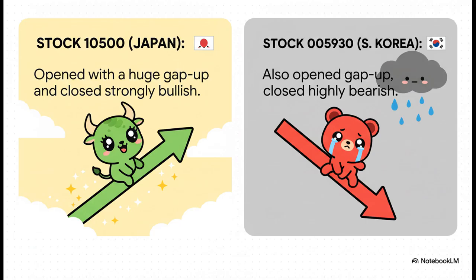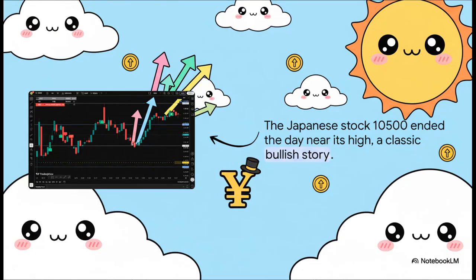The indicators for the Japanese stock were strongly bullish, which supported that opening gap. But for the South Korean stock, the bias table was likely already bearish, warning that optimistic open was probably a trap. So, focusing on the Japanese stock, you can see the price action totally respected the bullish indicators. It rode that momentum straight up, finishing the day strong. The forecast was for a clear, sunny day, and that's exactly what the market delivered.